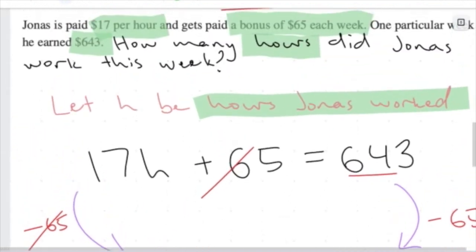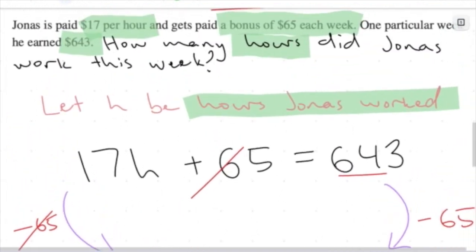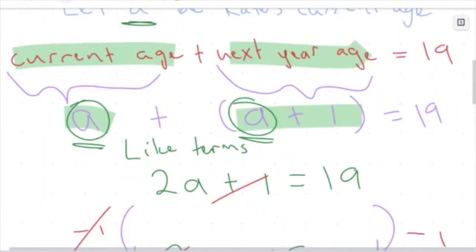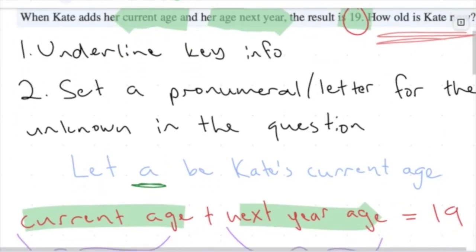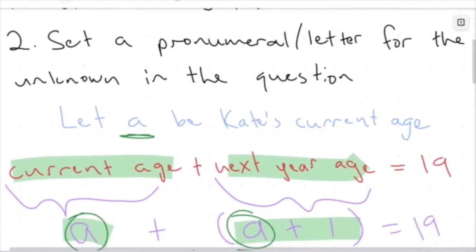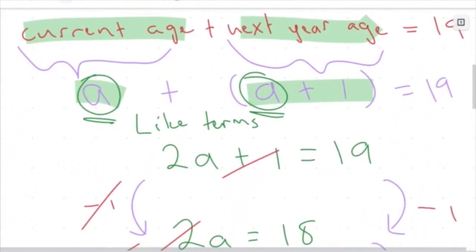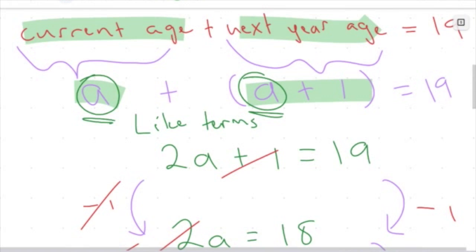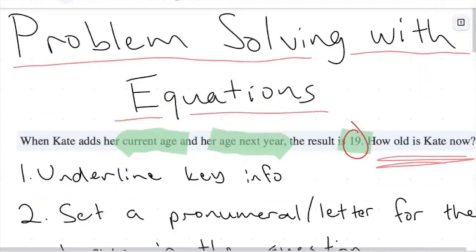Now, as I said before, the hardest part, guys, about these types of questions is just making sense of the wording. The wording throws a lot of people off. But if you just get into this habit we talked about before of underlining the key info, setting a pronumeral or letter for the unknown in the question, and then setting up this equation and solving the equation, we once again have a systematic way. We have this system towards solving these worded questions with what we know from equations.